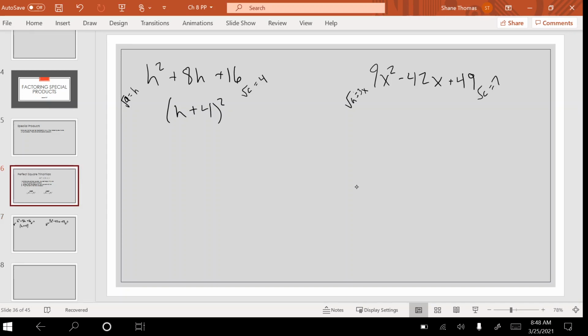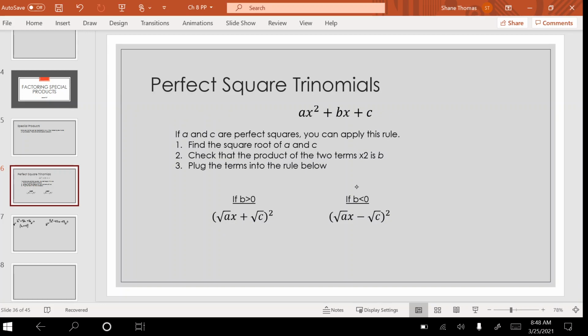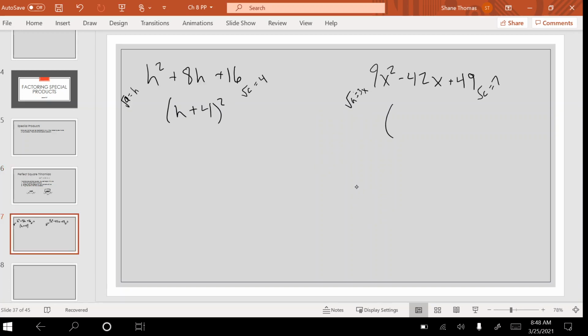Now, if we look back here, if b is less than 0, then what? You put a minus sign in there. Square root of your a, 3x. Square root of your c, 7. Minus in between, square the whole thing. Done. It's factored. Whoa. Okay? Questions?